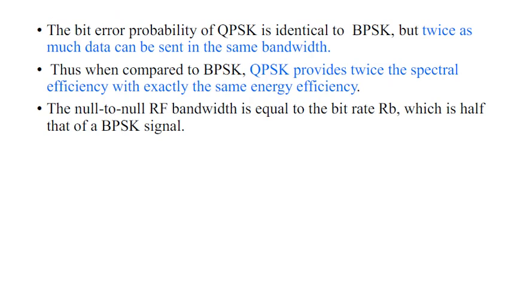The bit error probability of QPSK is identical to BPSK, but twice as much data can be sent in the same bandwidth. Thus, when compared to BPSK, QPSK provides twice the spectral efficiency with exactly the same energy efficiency. The null to null RF bandwidth is equal to the bit rate Rb, which is half that of a BPSK signal. Thank you.